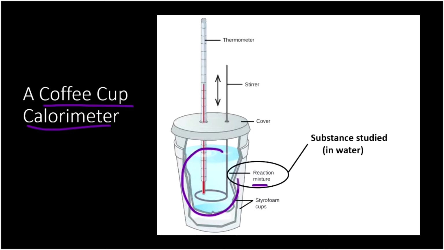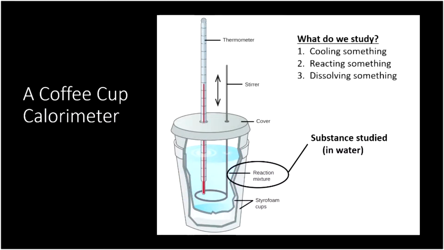We're studying the solution of water, and we're going to mix something into that water, and we're going to monitor its temperature. So in the solution, we have water and the substance that we're studying. What could we be studying? Let's look at a few options. Well, we could be studying cooling something. So maybe, for example, we put a hot piece of metal down into our water. That's actually what we're going to take a closer look at in a few minutes here.